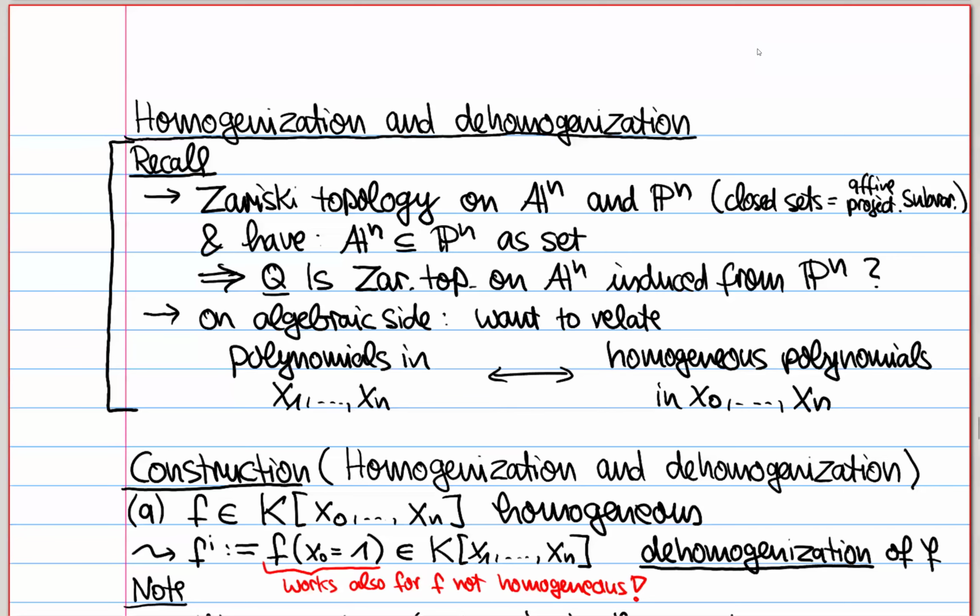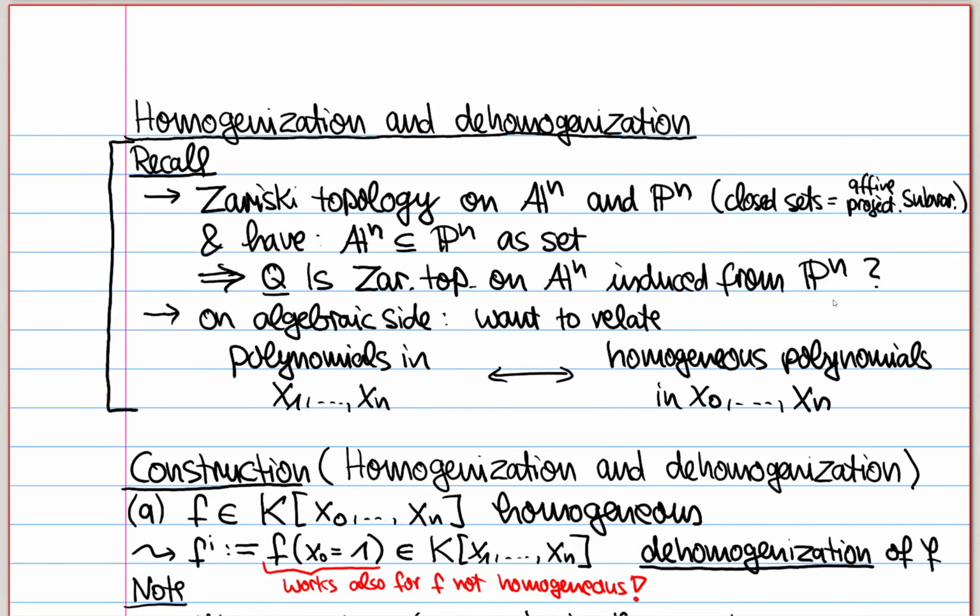Next, we'll talk about homogenization and dehomogenization of polynomials. So the setup there is that we have defined the Zariski topology on A^n and on P^n, where closed sets were affine or projective subvarieties, respectively. And we have, of course, that A^n sits inside P^n by a particular map that we'll recall in a second. And the natural question is: is the Zariski topology on that subset induced from the Zariski topology on P^n? So does this fit together?